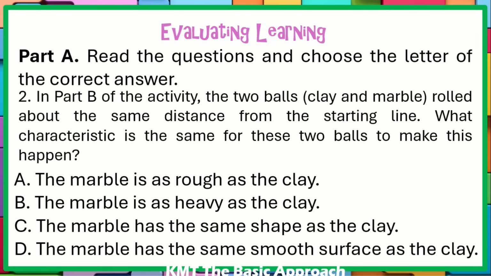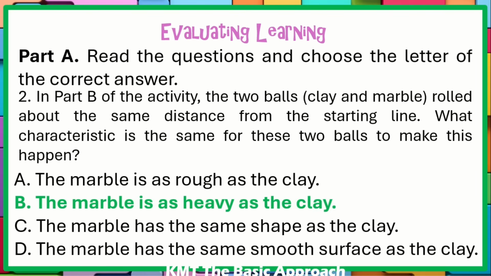A. The marble is as rough as the clay. B. The marble is as heavy as the clay. C. The marble has the same shape as the clay. D. The marble has the same smooth surface as the clay. What is the correct answer? Great! The correct answer is letter B. The marble is as heavy as the clay.